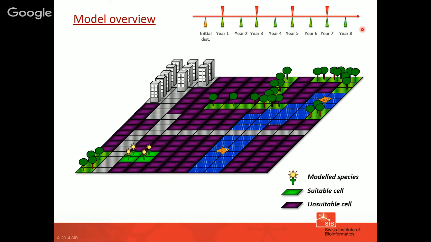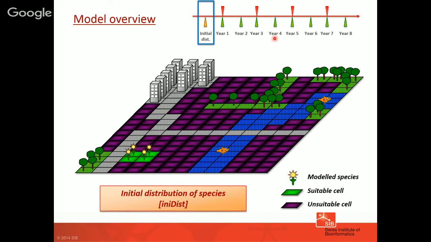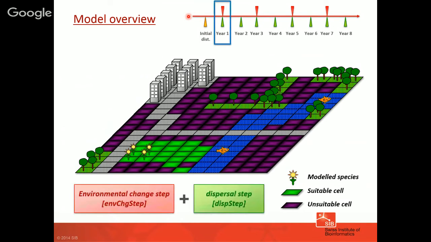And here on top, you can see a kind of timeline where you will always see where we are in the simulation. So in the beginning, you see this blue rectangle here. We are at the initial distribution. So during the first step, we have a change in the environment. So you saw now all these pixels that were purple now turn green, which means they were predicted as becoming suitable.